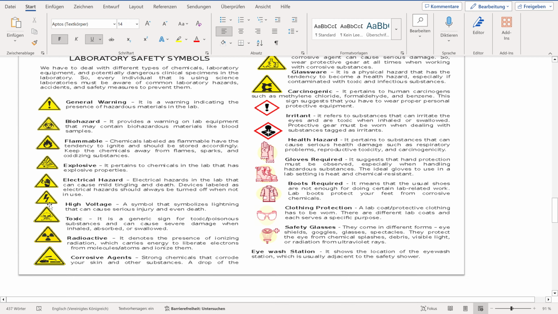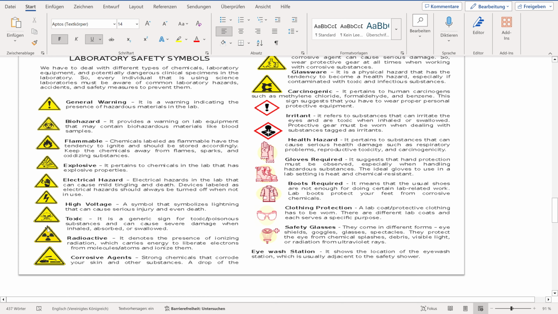Okay, then we move on to the next safety symbol that I have, the one I'm encircling here. It's a safety symbol warning against high voltage. It is a symbol that symbolizes lightning that can cause serious injury and even death.